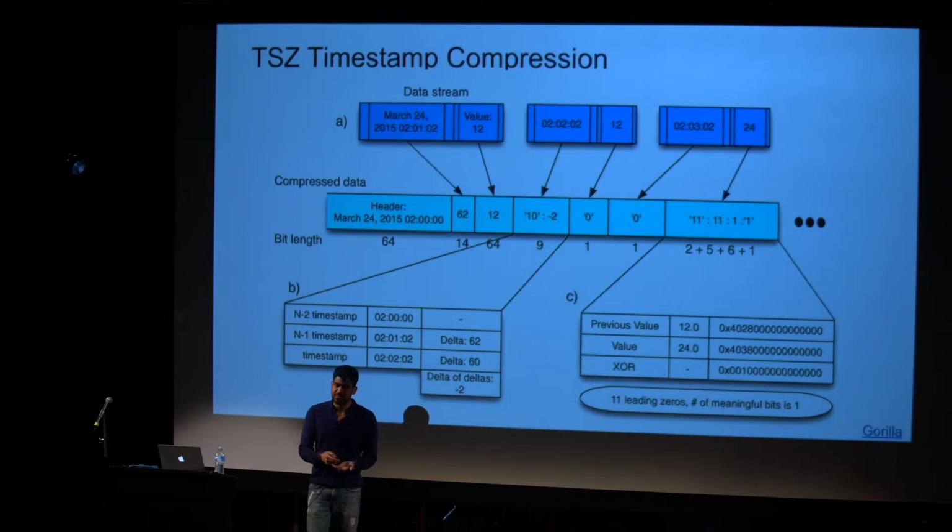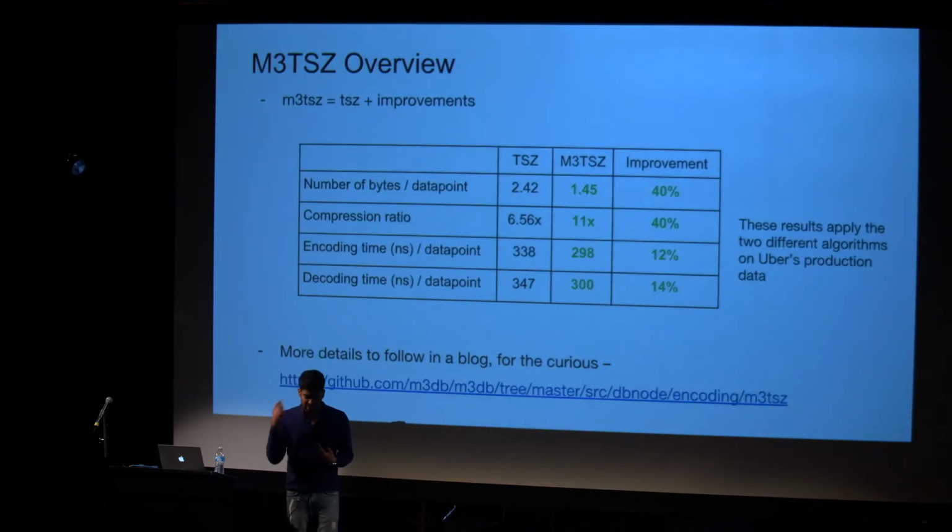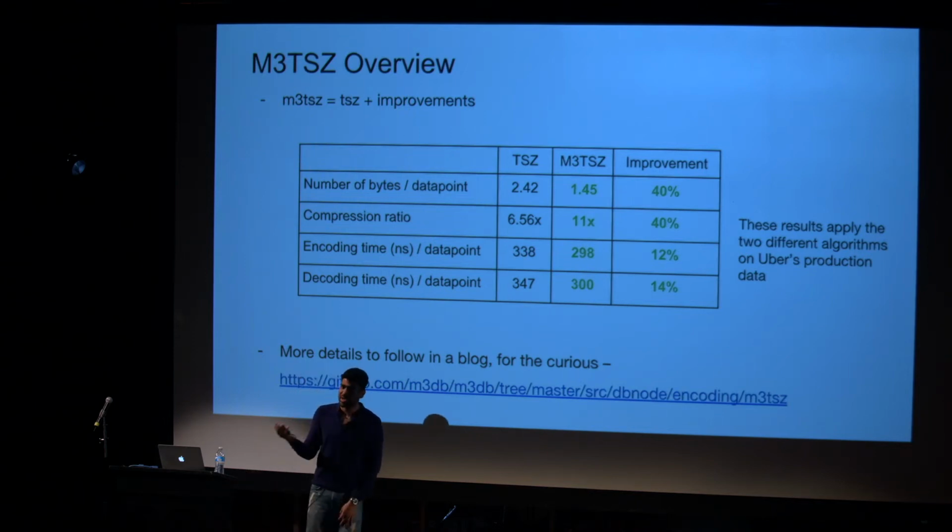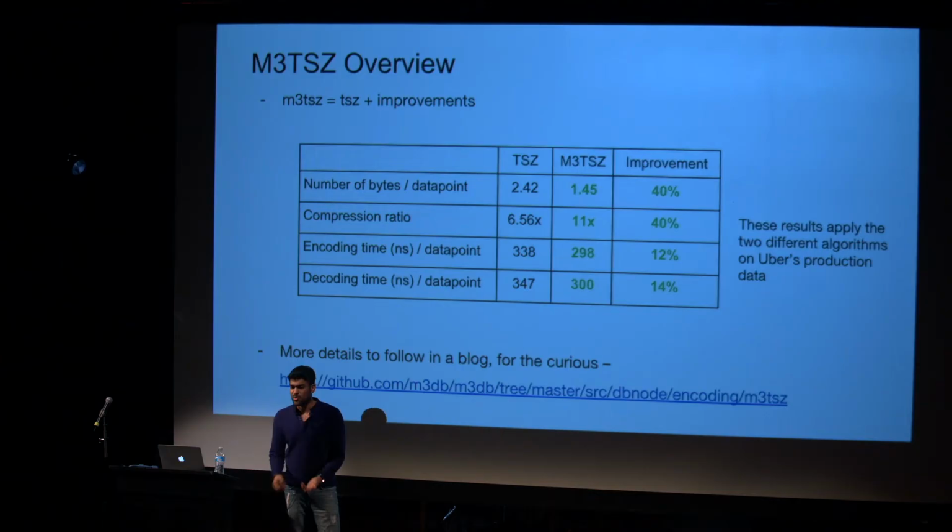We took that idea and we expanded upon it. We call it the next algorithm. We use M3TSZ. It's a little bit better for our workloads. We make a couple of different trade-offs for it. We allow a little bit of loss: I think past the 6th decimal point, or it's a configurable amount of decimal points, we drop any values.